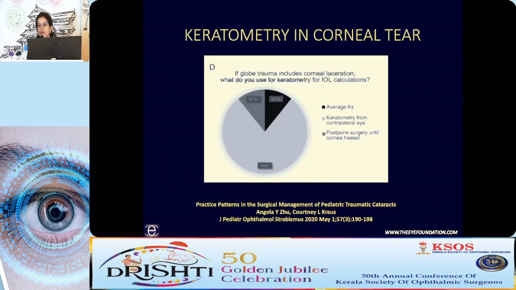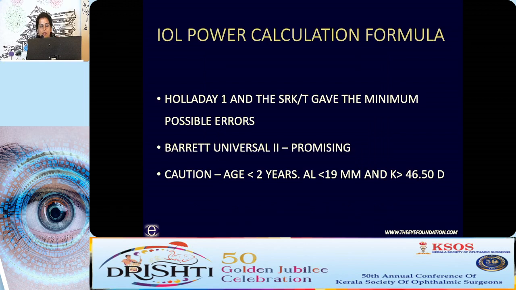And keratometry in corneal tear, what are the points that we should take into consideration? We may not be able to take a correct keratometry reading in a child with a corneal tear, so we may need to take it from the contralateral eye. And the corneal curvature is slightly steeper in children, so it might be difficult to take a standard K. So we may need to calculate the other eye K reading and take it.